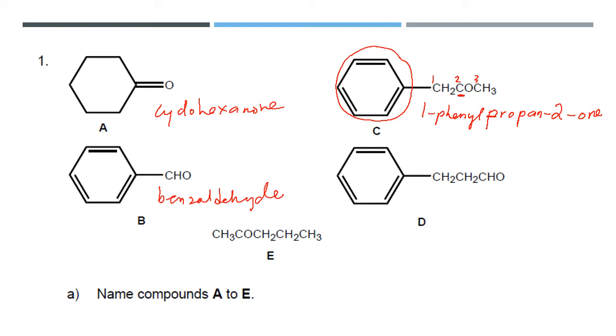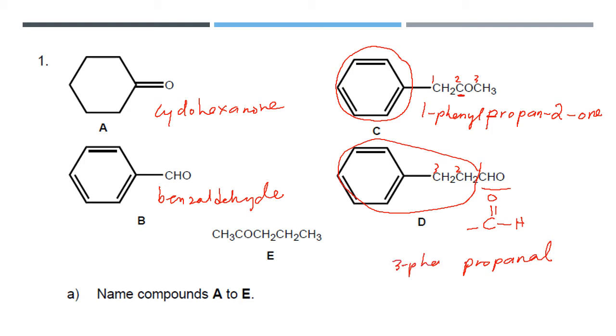Next question for structure D. CHO means it is C double bond OH. And then it is attached to all of this. So we also need to count the longest chain 1, 2, 3. This is a propanal. Okay, write down propanal. And then at carbon number 3, we have a phenyl. Okay.